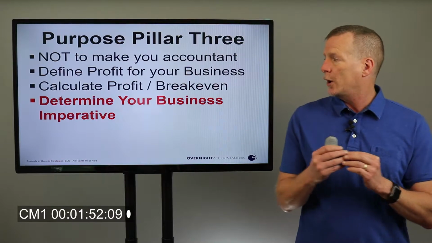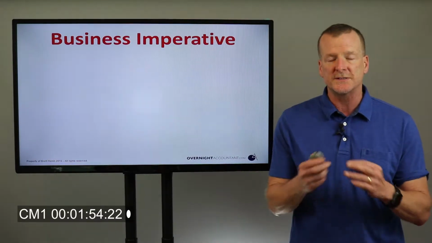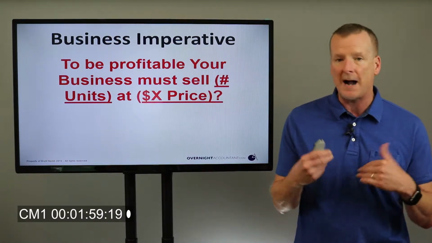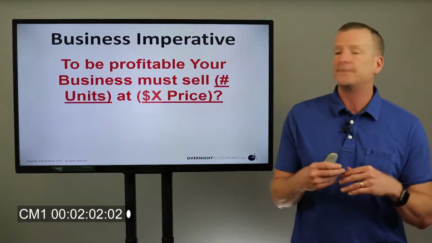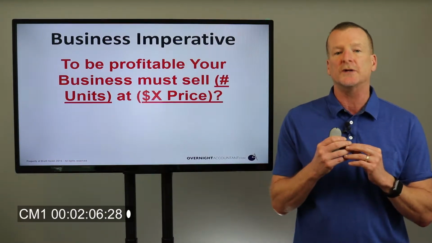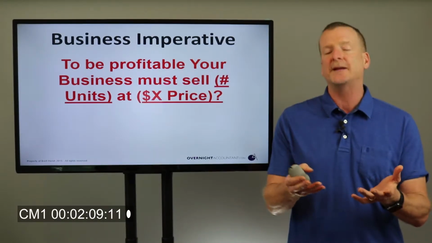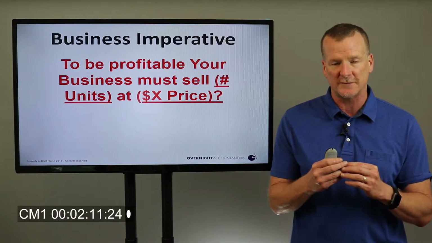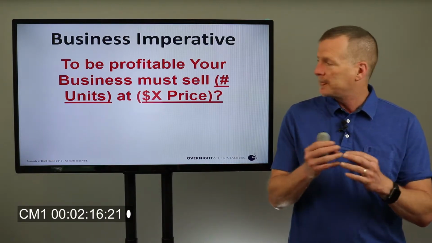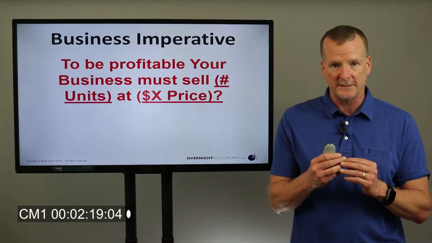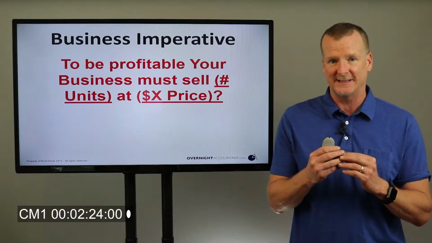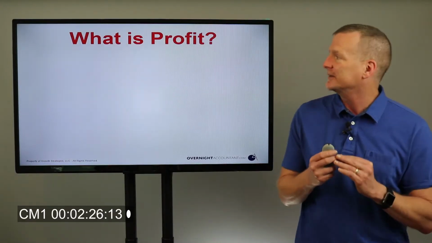Now, they're all going to work together to help you determine what we call your business imperative. And at the end of this course, you're going to be able to answer the question, to be profitable, my business must sell X number of units at X price. You're going to learn how many units of your product or service, how many billable hours, whatever you're selling, how many of those items you have to sell in order to generate a profit at the price that you're charging for those units.